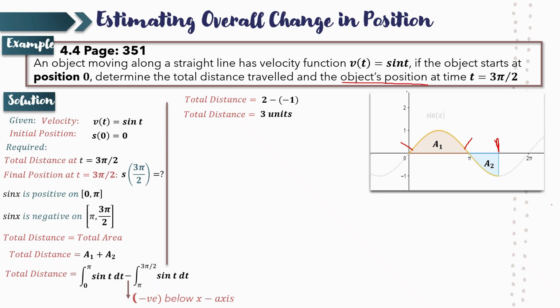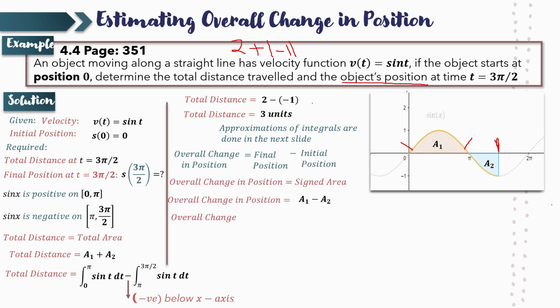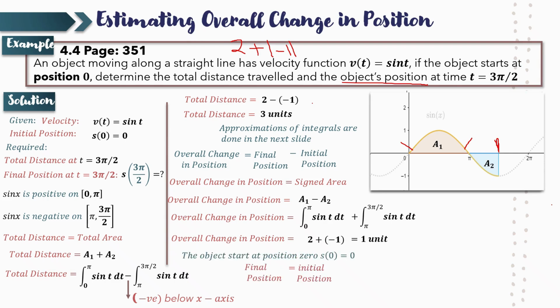If you are going by the absolute value, your first half 0 to pi is nothing but 2 plus the absolute value of negative 1, which also will result in the value 3 units. So that is one method you can follow. Now let's move on to finding the object position. How will you find the object's position? It's nothing but the signed area. Signed area is A1 minus A2. So when you consider over here, you will get the value as initial position plus overall change in position, which is 0 plus 1, equal to 1 unit.